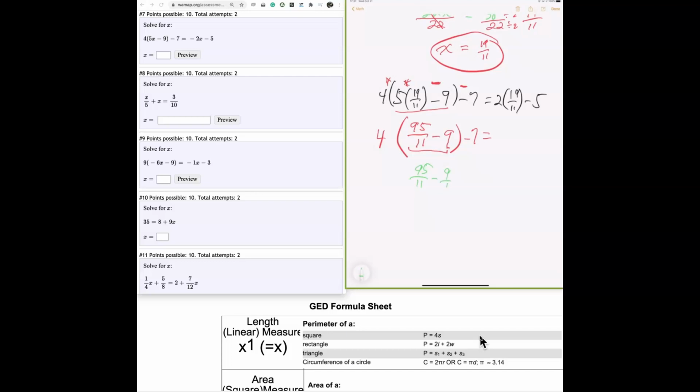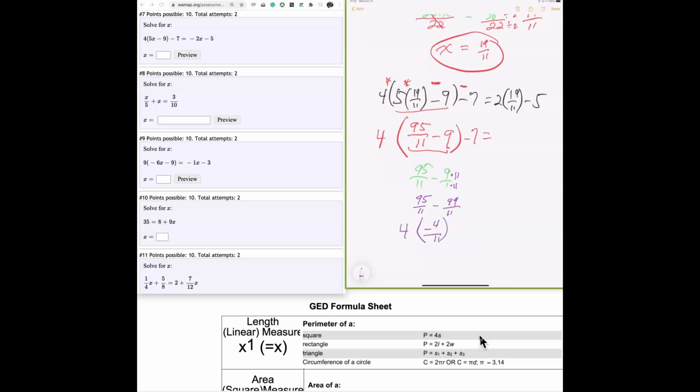And then we have to change. We're going to multiply this by 11 to get 11 in the denominator and the top number by 11 so that it stays balanced. And so that becomes 95 over 11 minus 99 over 11. That gives us negative 4/11. And then we'll put those parentheses back.